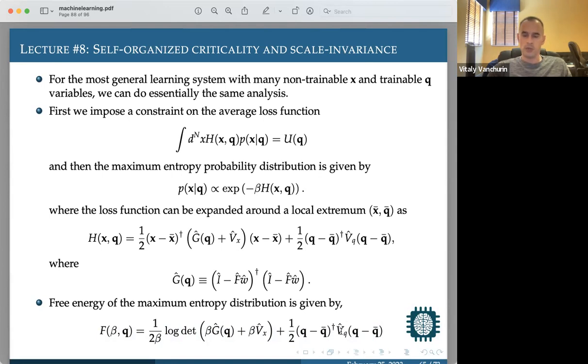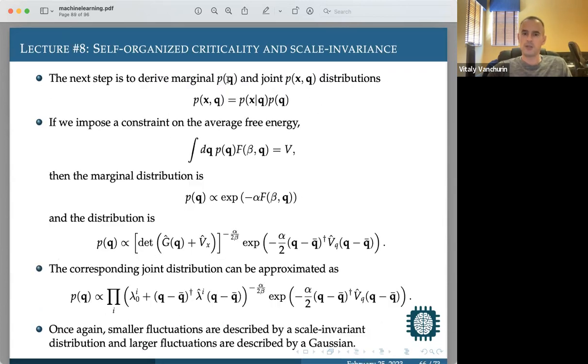Fine, so now we can move on, and now that we have a conditional distribution, the next question is how to get the marginal distribution and joint distribution. So identically the same as what we did before, with the only difference that now we have many q's and many x's. So q's are the weights and biases, x's are the non-trainable states of neurons. We follow exactly the same analysis. We put a constraint on the free energy. The Lagrange multiplier alpha that imposes this constraint plays the role of the inverse temperature. Everything is the same. Now the probability distribution has again those two terms.